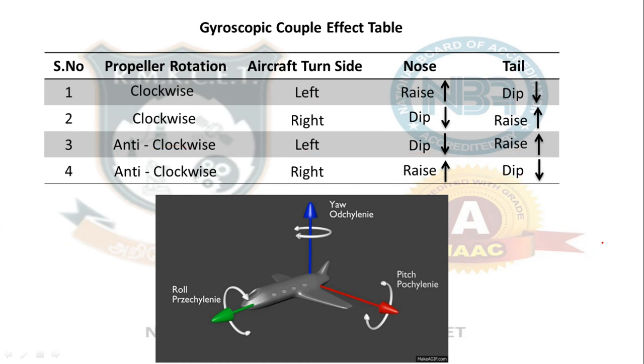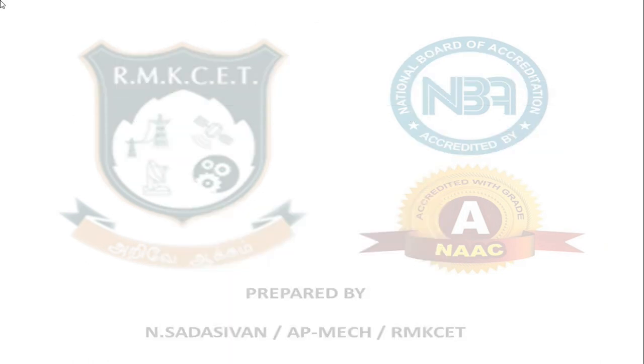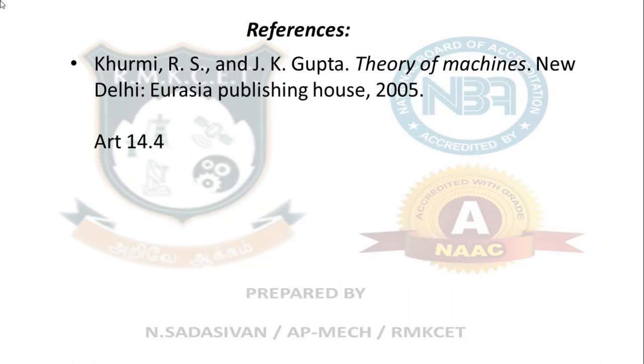That's all. So that is the end of gyroscopic effect on aircrafts. So this is taken from a Kurmi textbook, section 14.4.